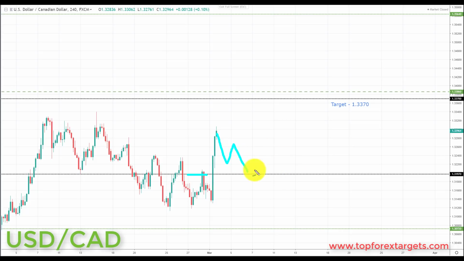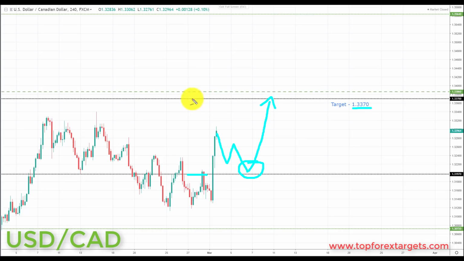1.31970. If we can get a pullback, and preferably a retest of this area of the 1.31970, this would be the best place to start to look for bullish formations and patterns. And we're going to be looking at initiating longs up towards the next key area of resistance to the upside and the target set at the 1.3370.